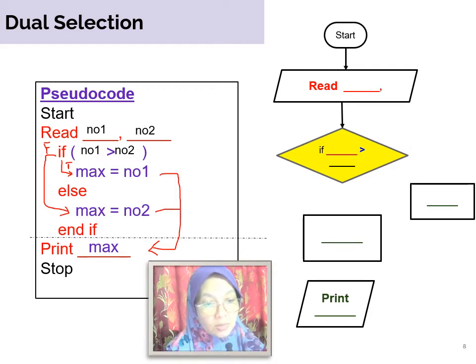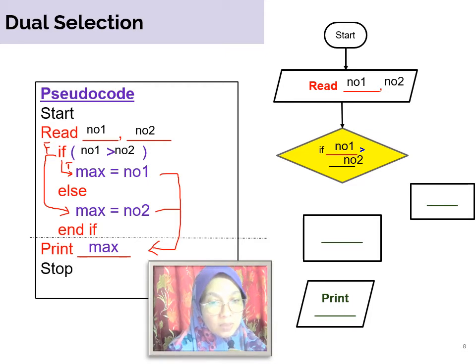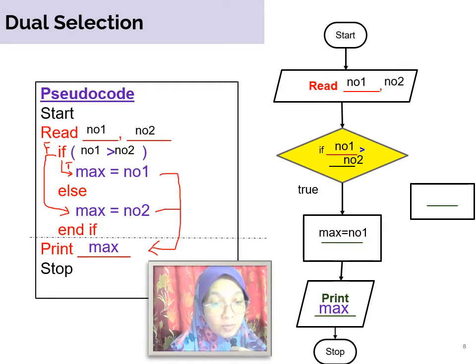Okay, so let's see how to draw the flowchart. Read number 1, number 2, and then is number 1 more than number 2? So if the case is true, what to do? You draw number 1 is assigned into max, then print max and then end. If the case is true, see? How about if the case is false?